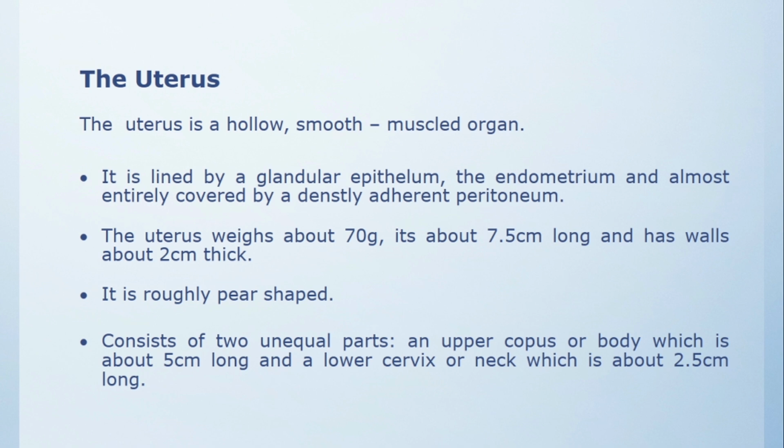It consists of two unequal parts: the upper portion called the corpus or body, which is about 5 centimeters long, and a lower portion or the neck called the cervix, which is about 2.5 centimeters long. Then the corpus uteri, which is the upper part of the uterus.